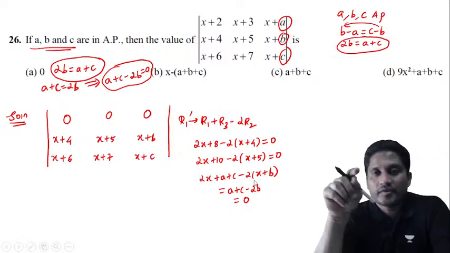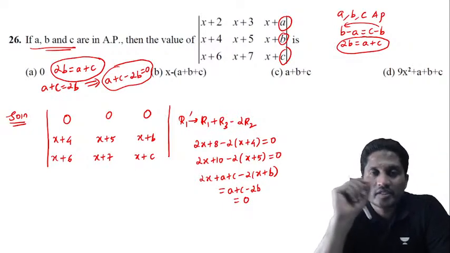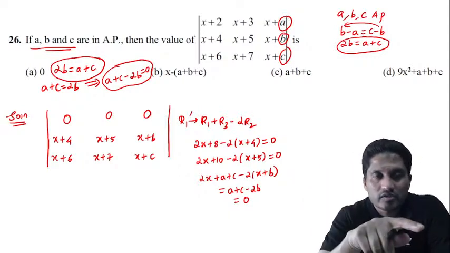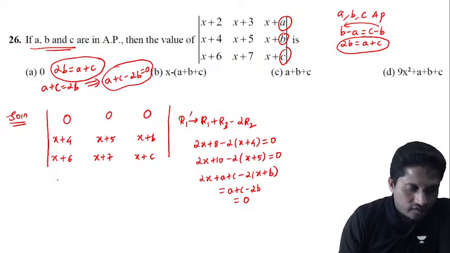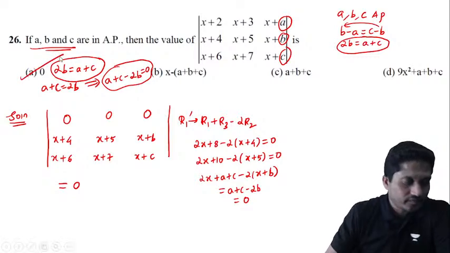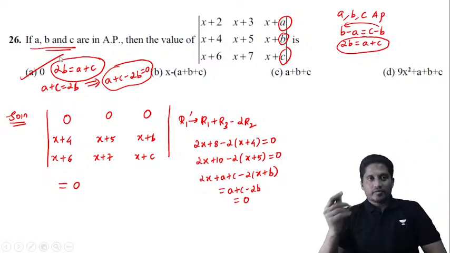Alright, if you use the zero properties: if all the elements of any row or column of a determinant are zeros, then the determinant is 0. So all the elements of the first row are zeros, so the determinant is 0. Answer is option A. Alright, let's move to the next question.